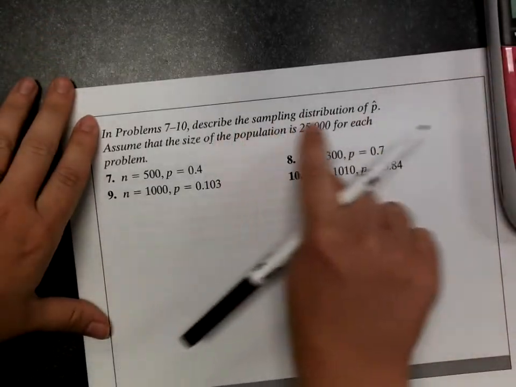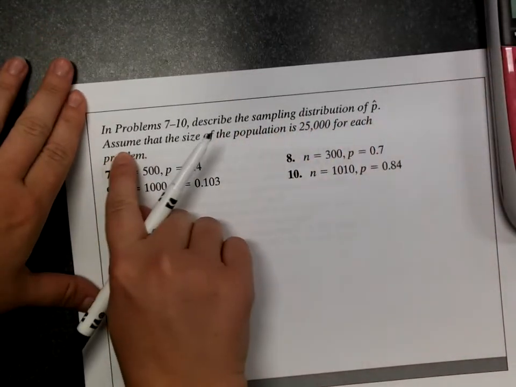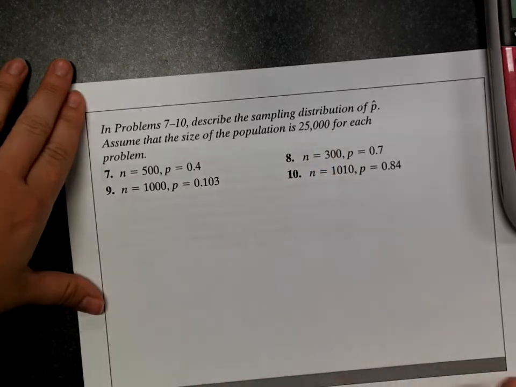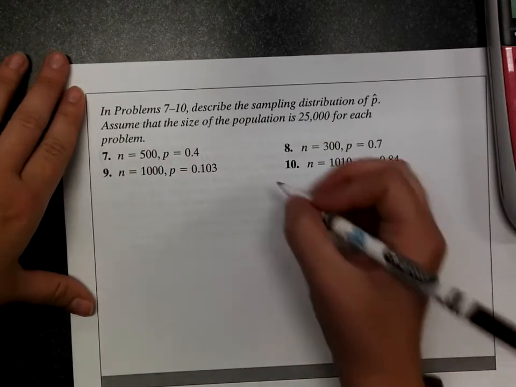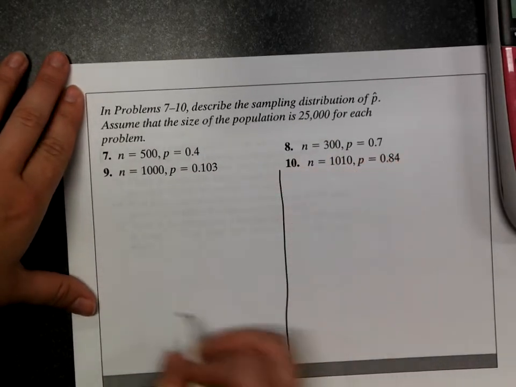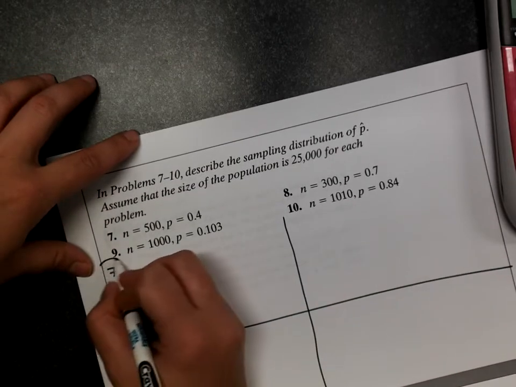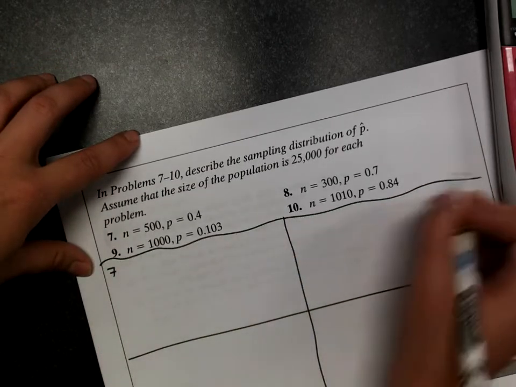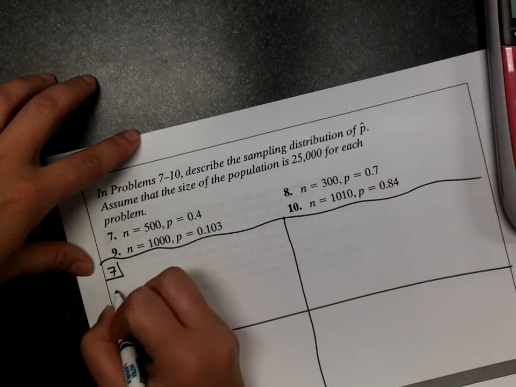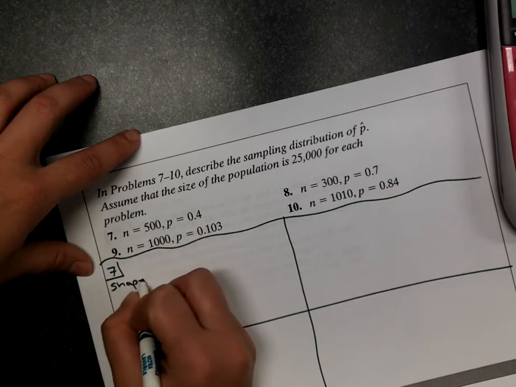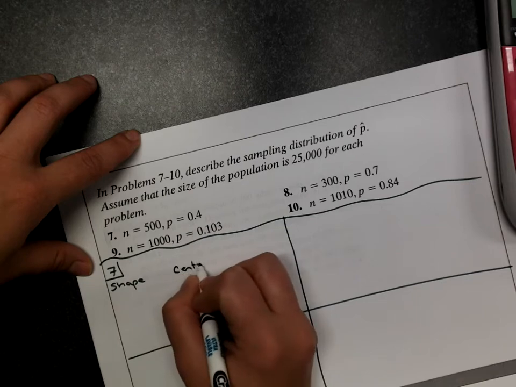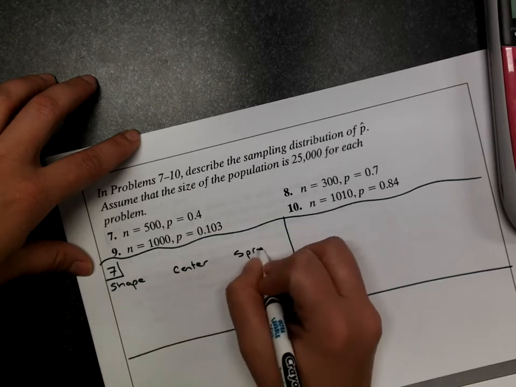So for each of these problems, we want to describe the sampling distribution. And this time it tells us that the size of the population is 25,000. So I'm going to actually divide this into 4 parts because there's 4 problems. So on problem number 7, we have to do 3 checks. We have to check the shape, and then the center, and then the spread.